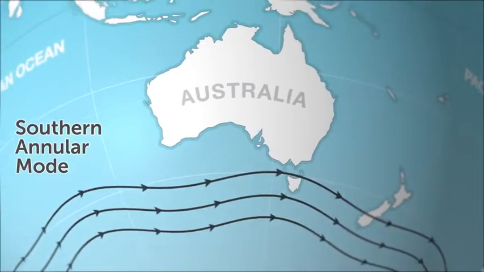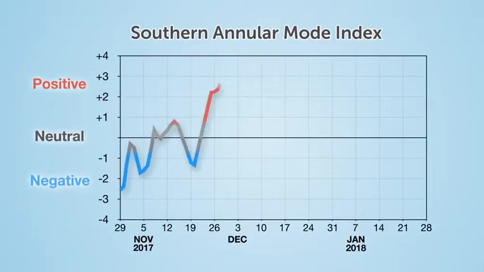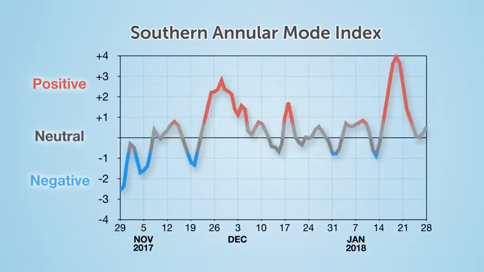SAM varies between three phases: positive, neutral, and negative. These phases last around 2 weeks, but can sometimes hang around even longer. SAM's influence on Australian weather patterns varies during the year. Winter is the time that has the greatest impact across southern Australia.